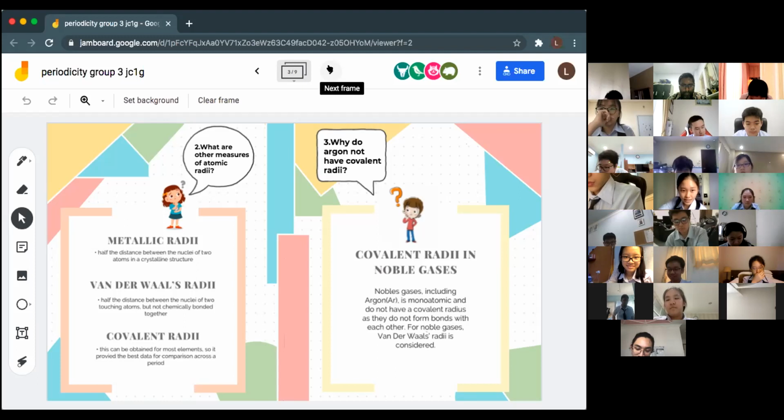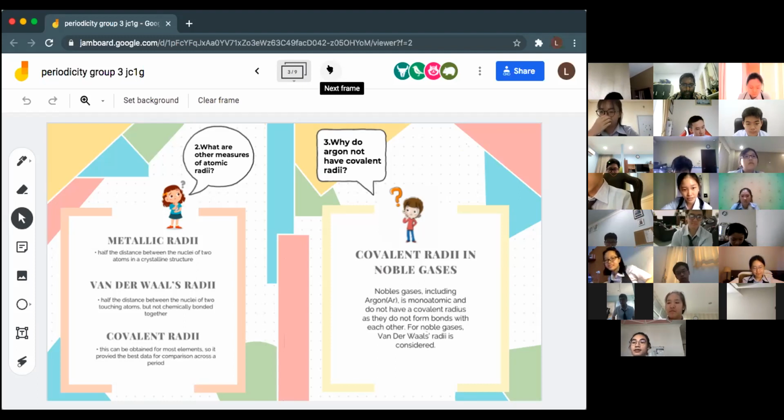Van der Waals radii is easily defined as half the closest distance between two equal and not covalently bonded atoms. This radius is usually larger than a covalent radius. Covalent radii can be obtained for most elements, so it provides the best data for comparison purposes across a period.